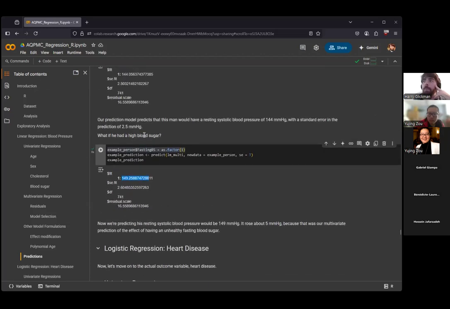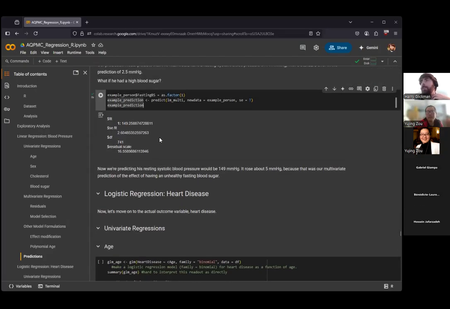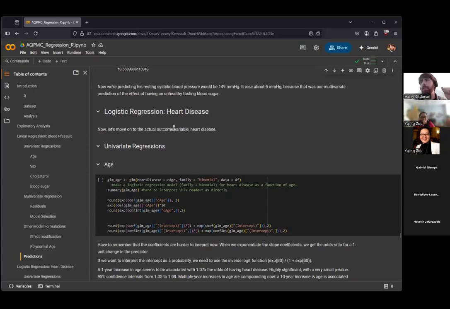So you can get predictions for any type of person you want using these models. And I'll just say that their parameters should be in the range of your data, or else you're extrapolating, and that can get weird. So that's how you do predictions. So I'm going to move on to logistic regression, but are there any questions before I do?